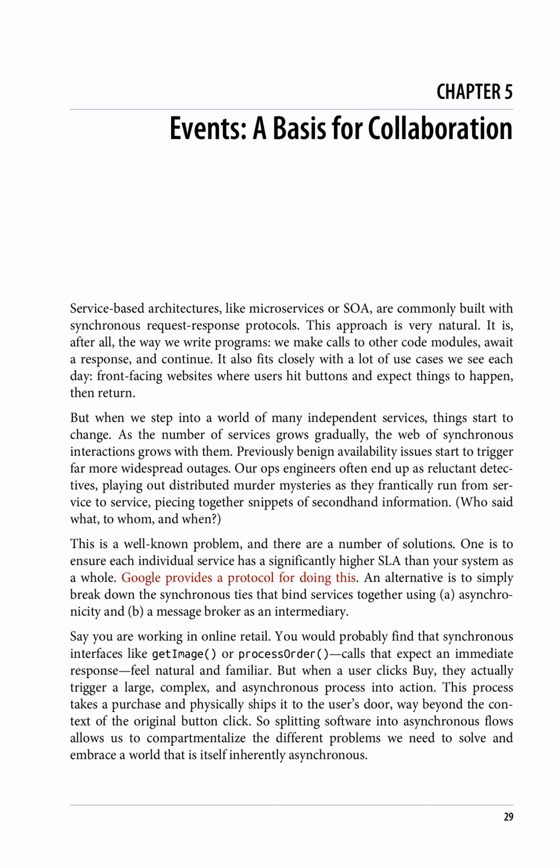But when we step into a world of many independent services, things start to change. As the number of services grows gradually, the web of synchronous interactions grows with them. Previously benign availability issues start to trigger far more widespread outages. Our ops engineers often end up as reluctant detectives, playing out distributed murder mysteries as they frantically run from service to service, piecing together snippets of secondhand information. Who said what, to whom, and when? This is a well-known problem, and there are a number of solutions.